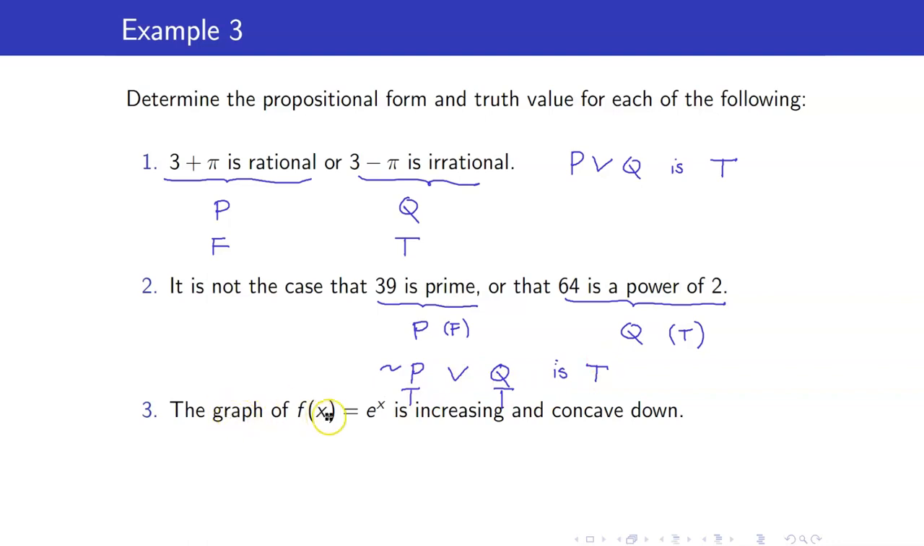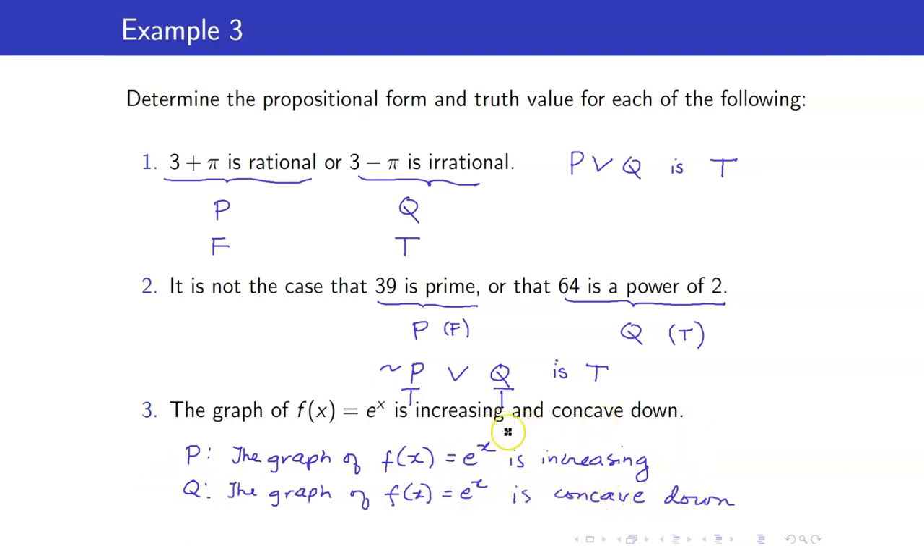Next, the graph of f of x equals e to the x is increasing and concave down. So here we can say that P is the statement, the graph of f of x equals e to the x is increasing. And we take Q to be the graph of f of x is concave down. What is now the propositional form of number 3? That is P and Q. The graph of f of x is increasing. That is true. But it is not concave down. It's concave up. Q is false. So therefore, P and Q is false.